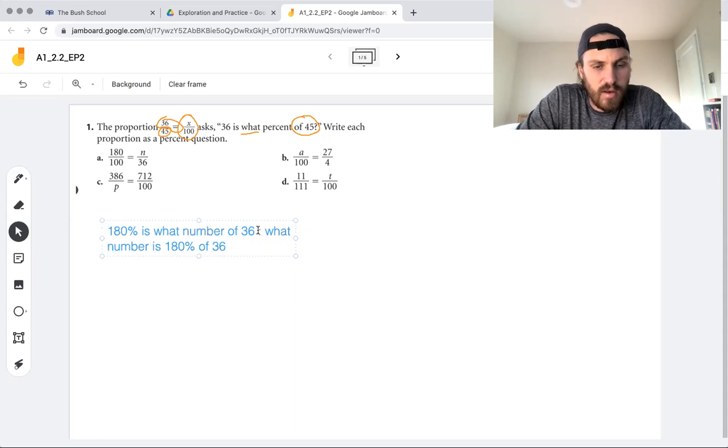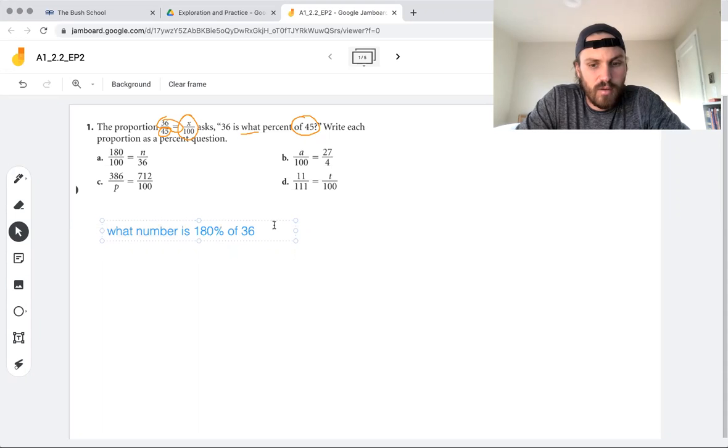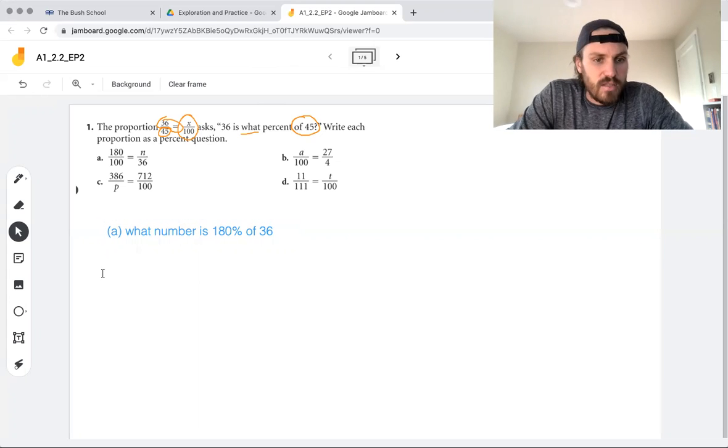So sometimes I like to write it, this right here that I'm highlighting would be exactly what I see: 180% is what number of 36? But we like to write it as what number is 180% of 36? So that is what I would suggest for A. Okay, now, if you haven't done this already, I would really suggest pausing the video and trying B, because then that gives you a chance to see if you can do it on your own.